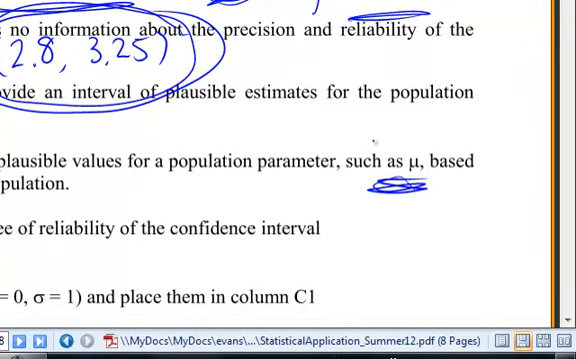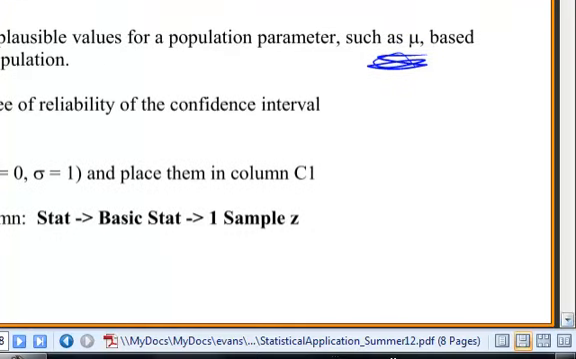We can build a confidence interval for any parameter you want. We could build one for sigma, the standard deviation of GPAs, or the true median of GPAs. You can build a confidence interval for any parameter you want. And the confidence level tells you the degree of reliability of the interval.